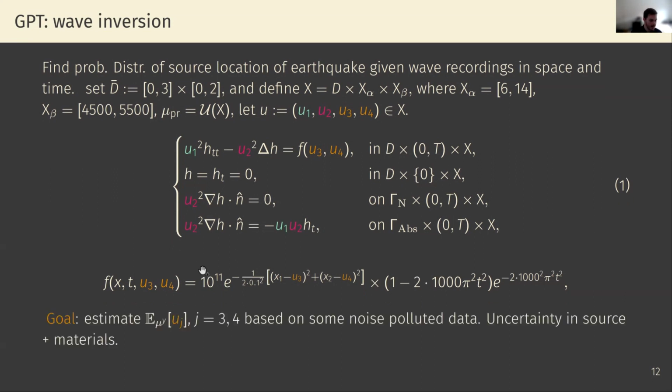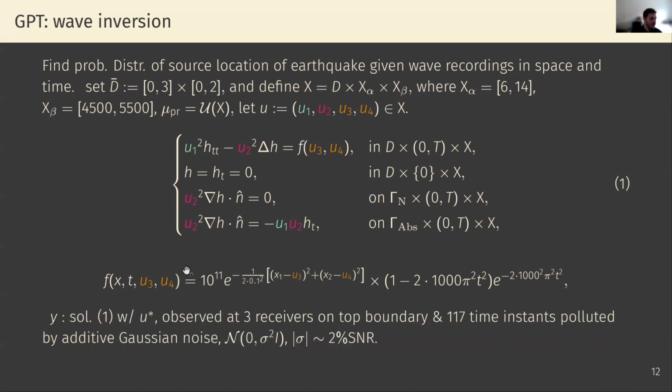Here we aim at estimating the posterior expectation of the source location, which has this sort of Gaussian form in the domain, based on some noise polluted data, where here we also include uncertainty in the material properties, as well as, of course, in the source location. So we generate here some synthetic data by solving this equation here with some predetermined values of U star and observing its solution at 3 receivers on the top boundary of the domain at 117 time instances, and polluting this observation by some additive Gaussian noise with about 2% signal to noise ratio.